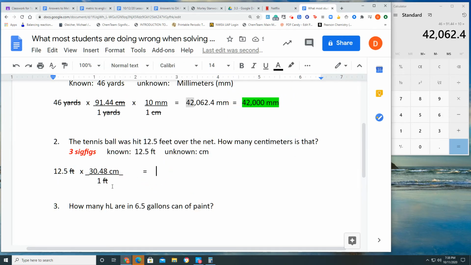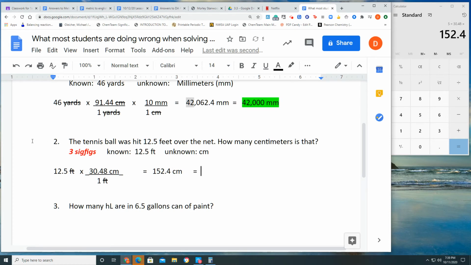Okay, so now all I have to do is do the math. So we're going to go back over to the calculator. 12.5 multiplied by 30.48. Put our equal sign, and we have 152.4. So 152.4. That's going to be centimeters.